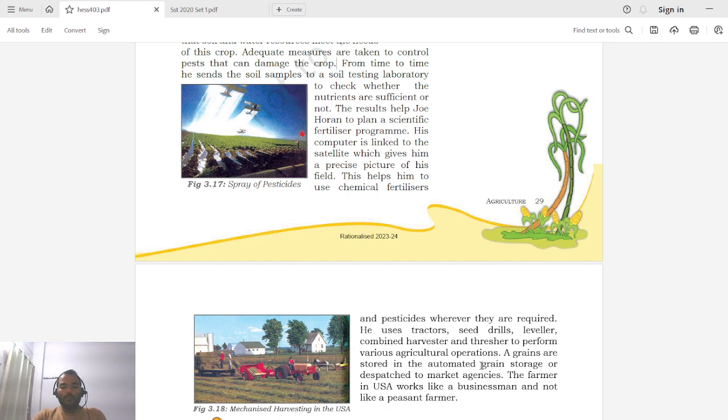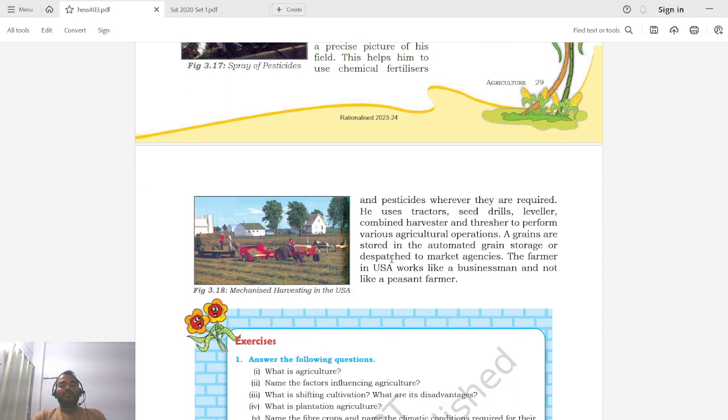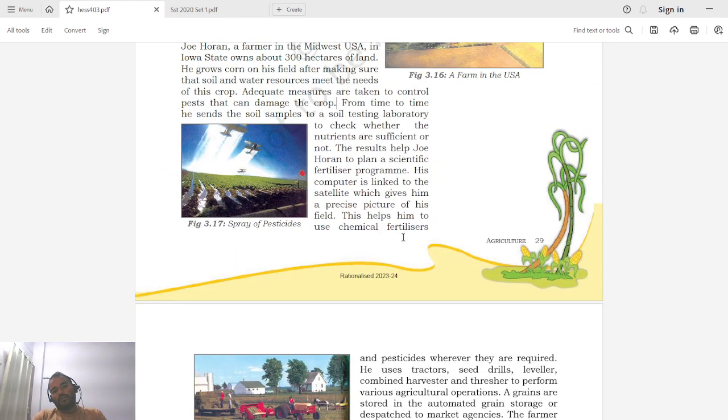Whatever grains he is producing, he is either storing them or selling to the market agencies where he has long term contracts. The farmer in USA works like a businessman and not like a peasant farmer. So the approach of US farmers towards agricultural practice is like a businessman. They are doing a business and not like an Indian farmer who is a poor guy doing some sort of activities but not gaining anything out of it, right? So this was the major difference between farming in USA and farming in India.